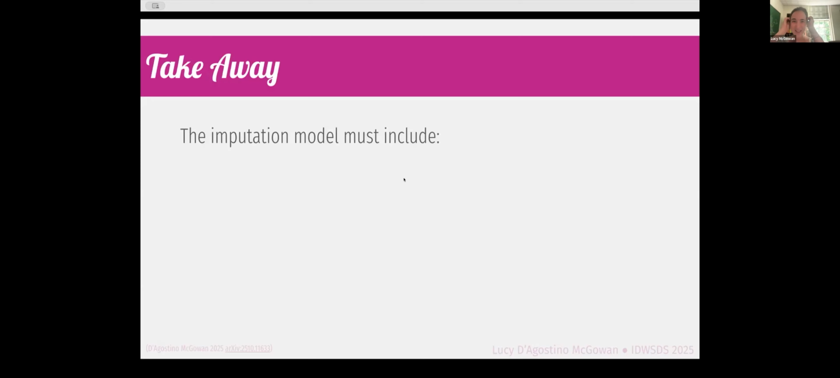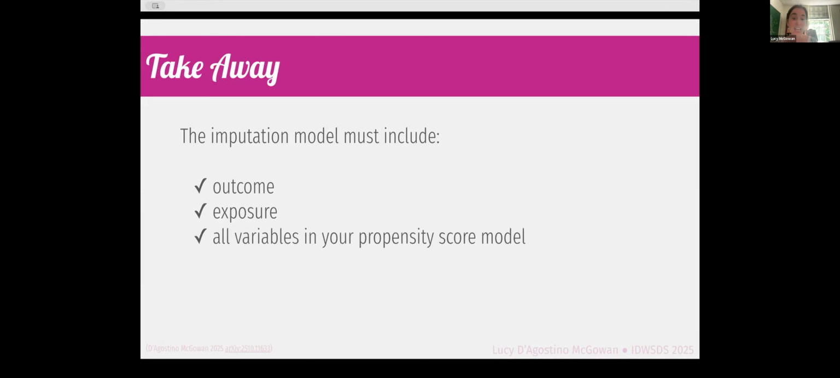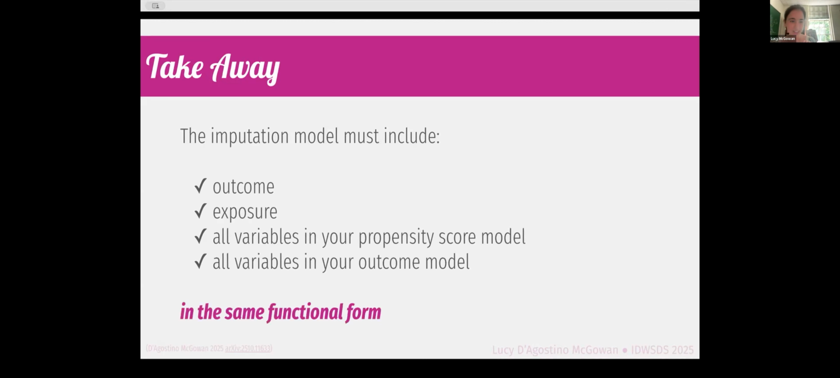So the big takeaway that I want you to get from this whole talk is that your imputation model must include the outcome when you're doing multiple imputation. It must include the exposure that you're trying to analyze. It has to include all the variables in your propensity score model in the same functional form that they are in your propensity score model, and it has to include all the variables in your outcome model in the same functional form that they are in your outcome model. This is the big picture that I'm hoping everyone will get from my talk, and if you get nothing else, hopefully this slide will stick with you. You're going to see this slide two more times, so hopefully that will be clear.